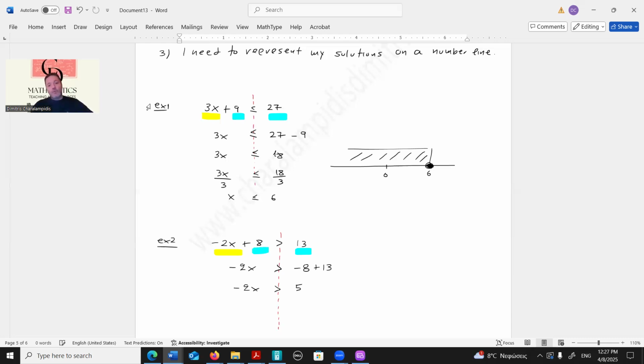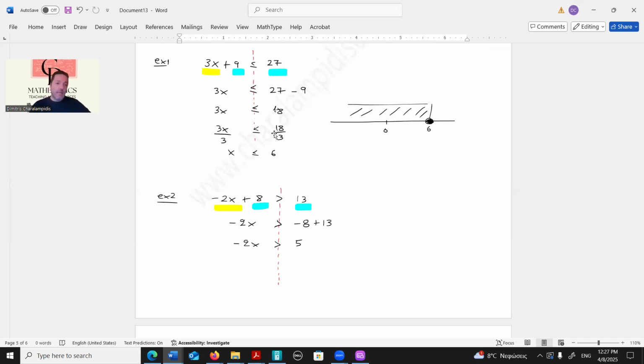And now, to solve for x, I need to divide both sides by negative 2. But be careful. Since I divide by something negative, the order should change. So before we had negative 2x is greater than 5, now it will turn to the other side, and 5 over negative 2. X's are cancelled out. It means that x is less than minus 5 over 2.